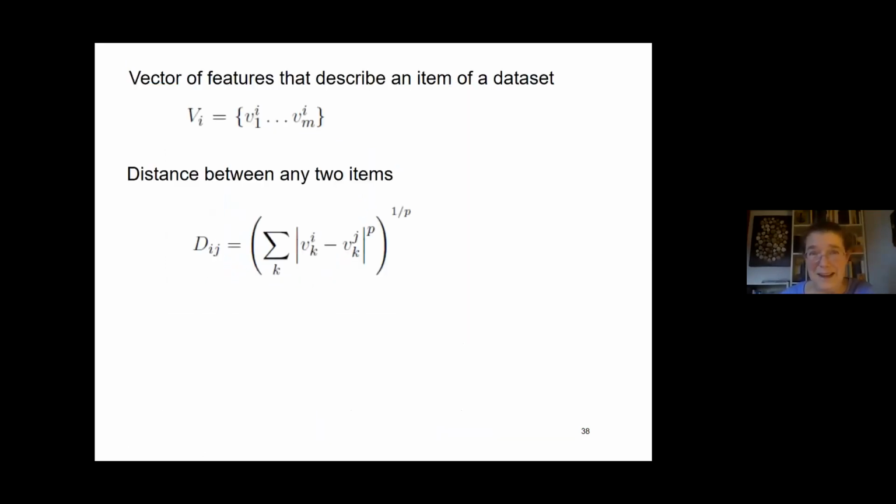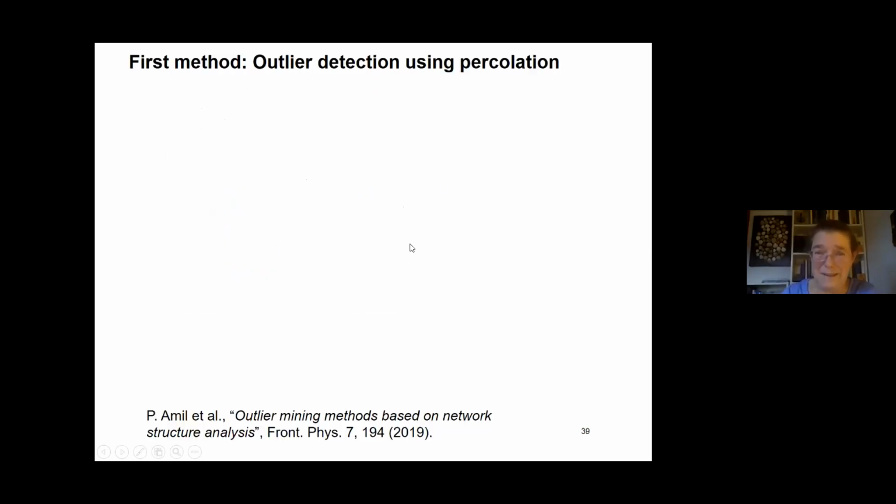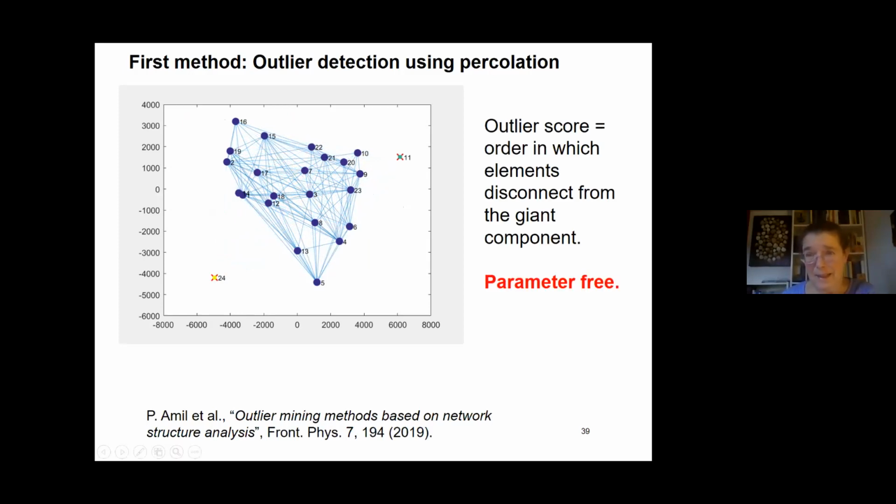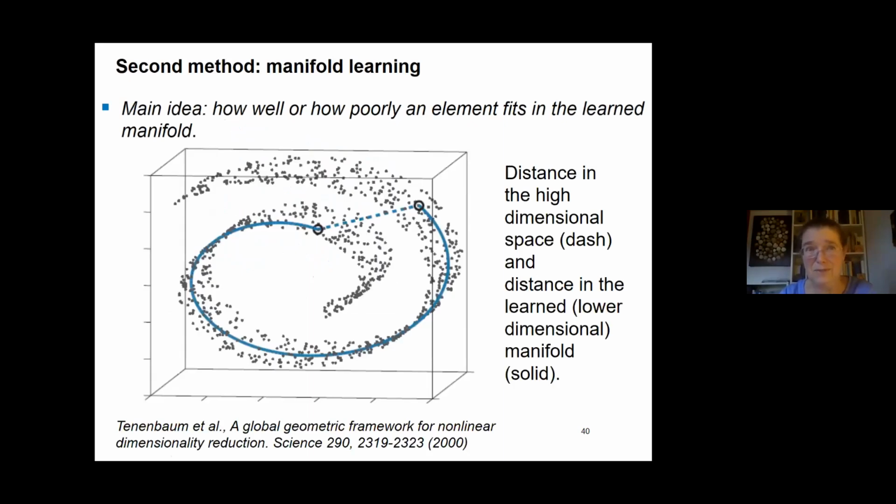So each element has a vector of features. I compare them by using, for example, this distance, which is a modification of Euclidean distance. And then we can identify the outliers by removing the links that are longer and seeing which elements become disconnected. Well, we have tested this. The important thing is that this is completely parameter free. I don't have to specify anything except for the distance. I have to give a proper distance to compare elements in the data set. And I'm not going very fast. I don't have time to explain the second method.